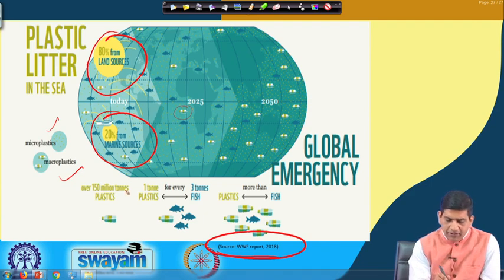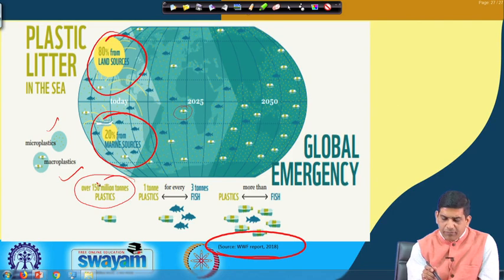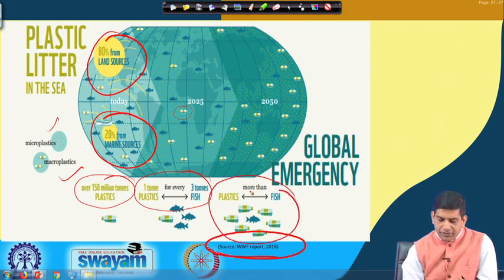And there are over 150 million tons of plastics there. One ton of plastic for every 3 tons of fish, that much plastic is getting into the ocean. And at this rate, by 2015 we will have more plastics than fish.